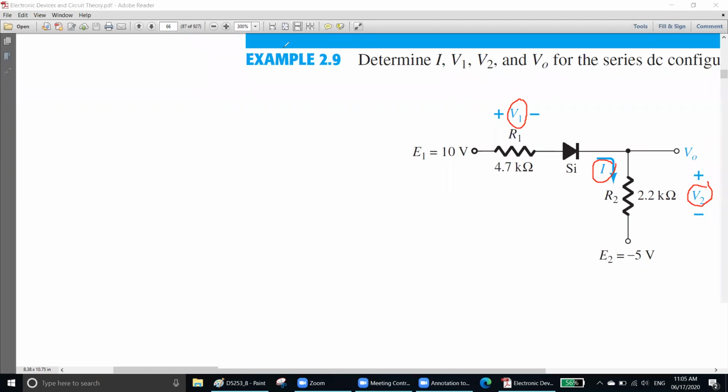Now, how to do that? At first, complete the circuit. How to complete the circuit? Before doing anything, let's redraw the circuit using batteries. Here it is plus 10. Plus 10 means you must have a battery and the plus is connected to the circuit. What about the minus? Minus is connected to the ground. Pretty simple, right?